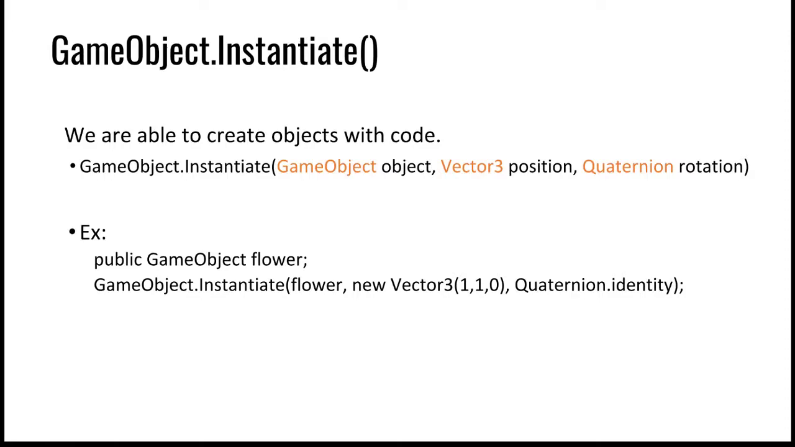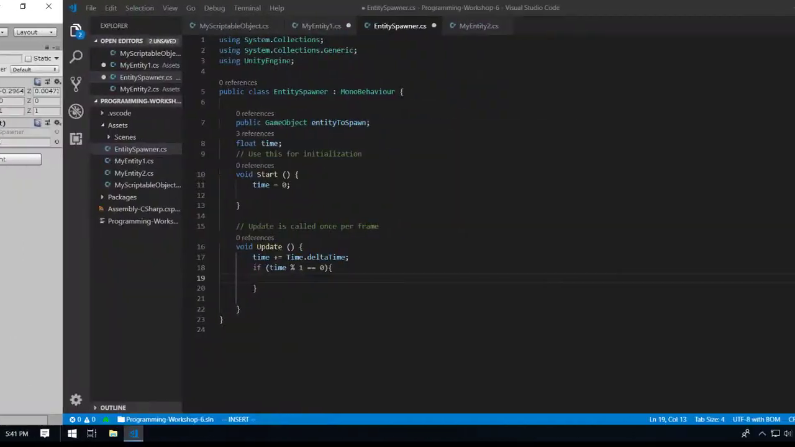So we have to give the game object that you want to spawn, we need to give the position that it's going to be, and the rotation. Typically, you just want it to be normal rotation. You can also give it a game object to be the parent, but if you don't give it anything, it's just going to be in the hierarchy without a parent.